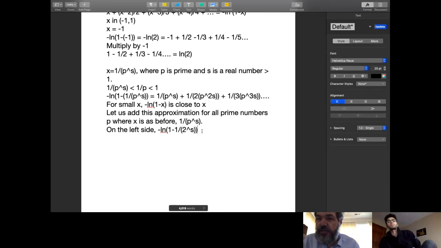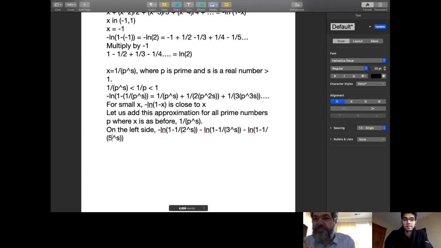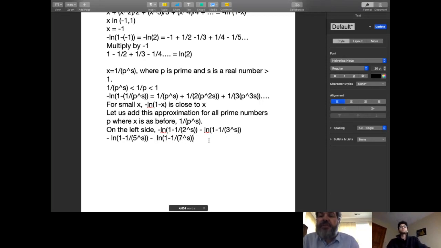The next one, so minus, because all of them come with a minus, is ln of 1 minus 1 over 3 to the s. Then minus, guess what's the next one? Not 4 to the s, just primes. I take 5 to the s. Let's put one more so then it's visible. What happens? Minus, what's the next prime? Minus 7 to the s. And then minus, infinitely many terms.